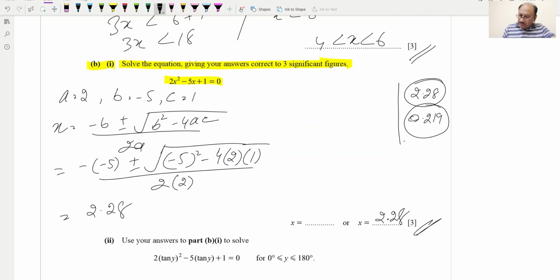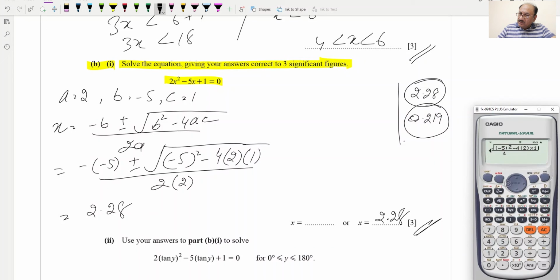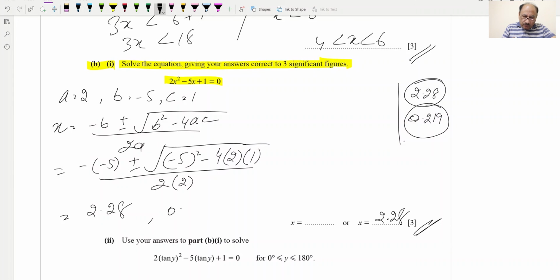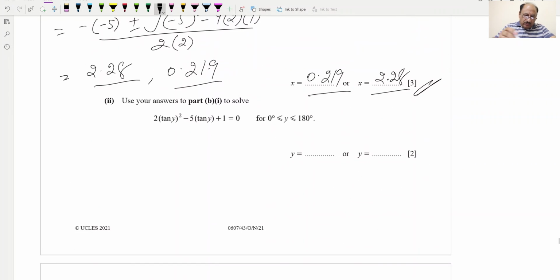The other answer is when we change the sign plus to minus, and this is giving us 0.219. So these are our two answers, 2.28 and 0.219. Hopefully you understood this. Now for this second part, they're saying use your answers from part B1 to solve this one.